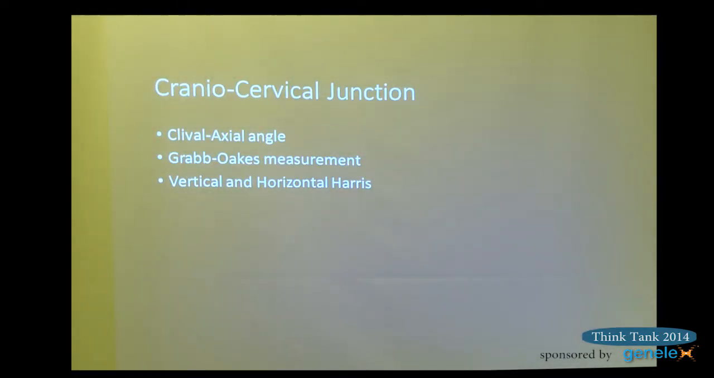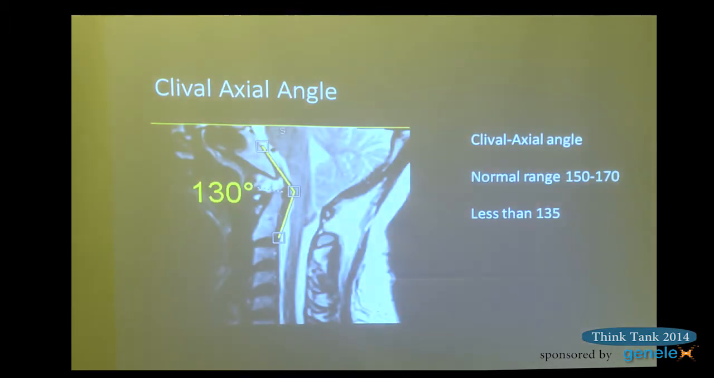We look at the craniocervical junction, a clival axial angle, Grabb-Oakes measurements, and vertical Harris and horizontal Harris. Clival axial angle is, well, let me go through what's here. This is the back of the head, lower part of the brain, and top of the neck. This person has a number of problems, but this is the cerebellum. This is the pons. It's a part of the lower brain. This is the medulla, and it's stretched down to lower C2. Normally, the medulla finishes here, above the base of the skull or foramen magnum.